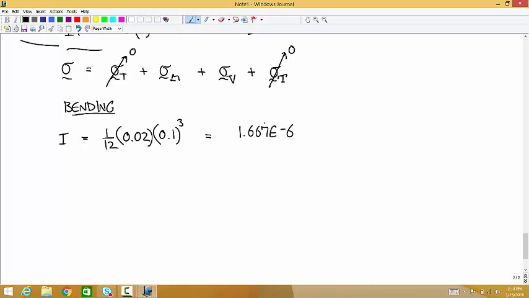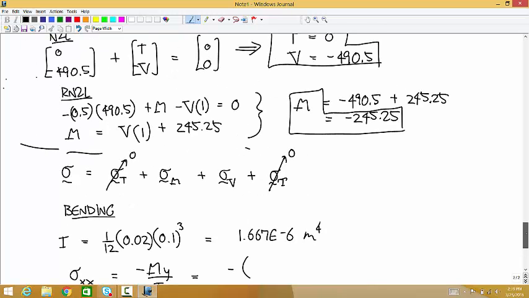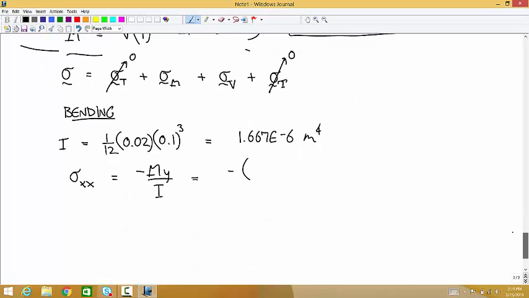Okay. And what are the units? Yep. And so the XX stress due to bending is equal to negative My over I. So that's negative M, which is negative 245, so negative 245.25.